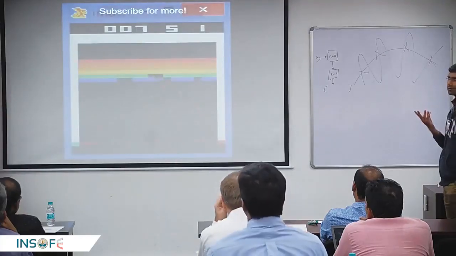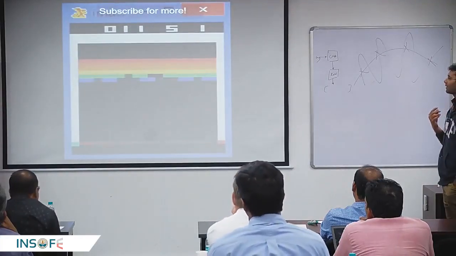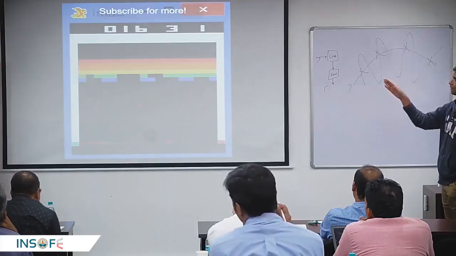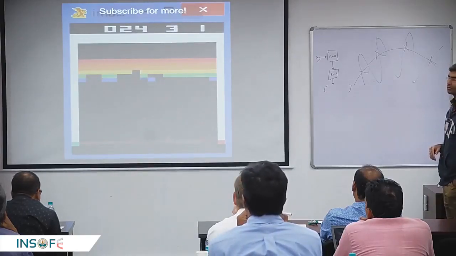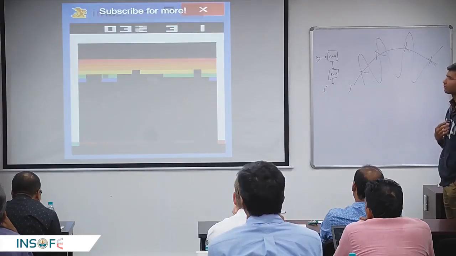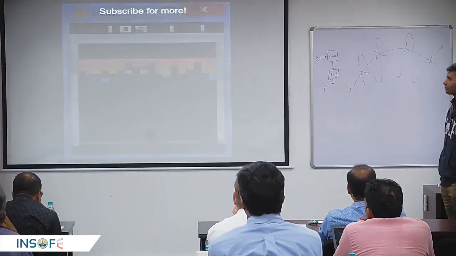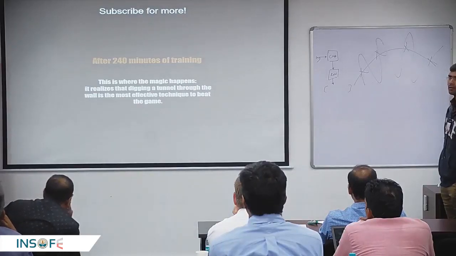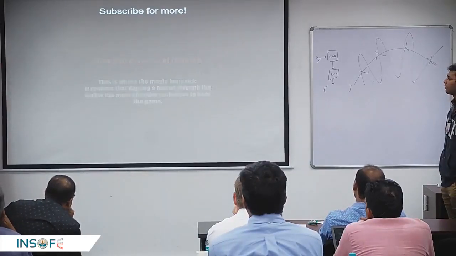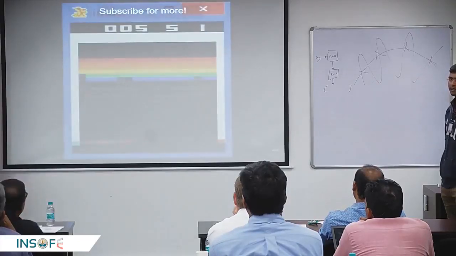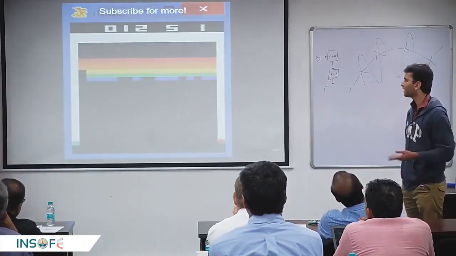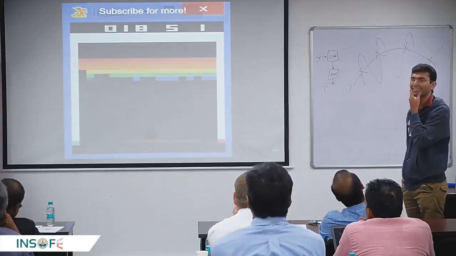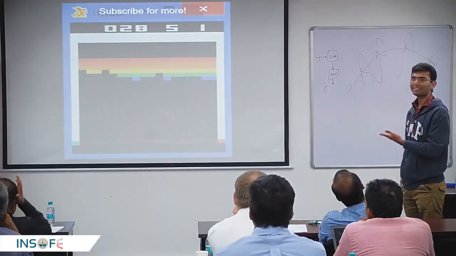There are only three controls. So the nice thing is it figured out that digging a tunnel is the best way to get the score, so that it doesn't need to work. That is a strange inference, actually. Even I didn't understand why it did dig a tunnel. Why did it want to be lazy is something.